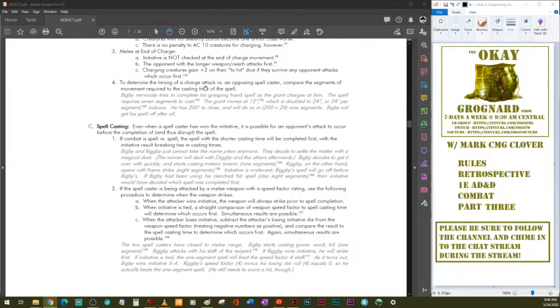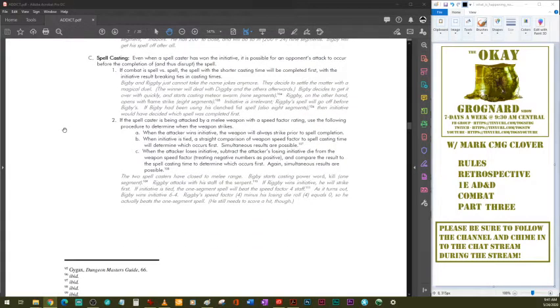Number 4, to determine the timing of a charge attack versus an opposing spellcaster, compare the segments of movement required to the casting time of the spell. Let's get into that example. Bigby nervously tries to complete his grasping hand spell as the giant charges at him. Are we nervous? I'm nervous for him. The spell requires 7 segments to cast. The giant moves at 120, 12 inches, which is doubled to 240, 24 inches, or 24 feet per segment indoors. He has 200 feet to close and will do so in 200 divided by 24, 9 segments. Bigby will get his spell off after all. So 9 segments to close that 200 feet for the giant charging. However, only 7 segments to cast the spell. So the grasping hand pops off before the giant gets to him.